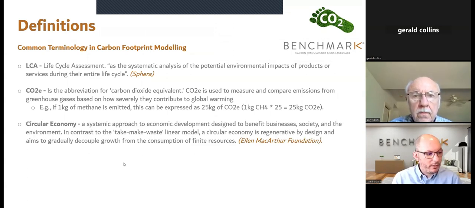Circular economy. This is a systemic approach to economic development designed to benefit business, society, and the environment. In contrast to the take, make, waste linear model, the circular economy is regenerative by design and aims to gradually decouple growth from consumption of finite resources.